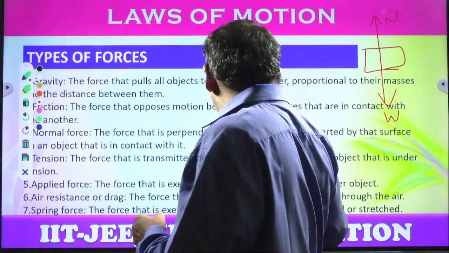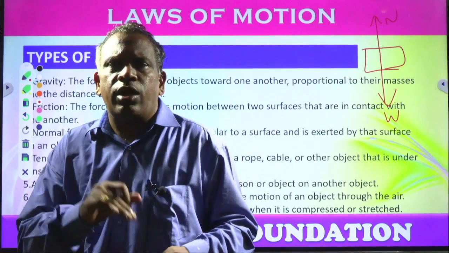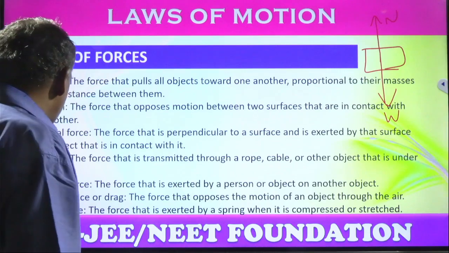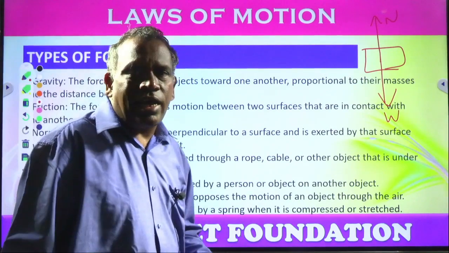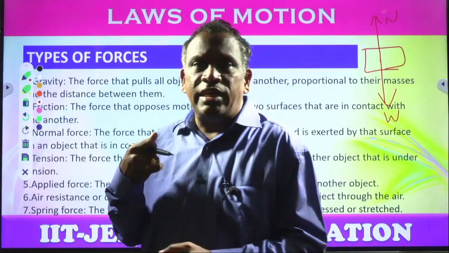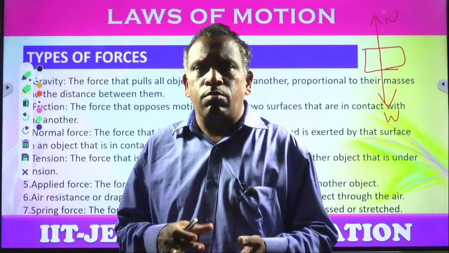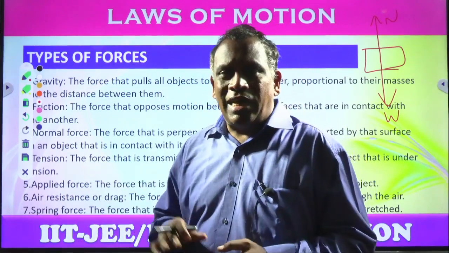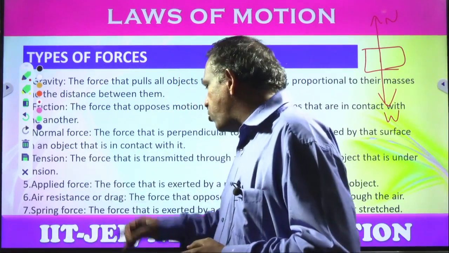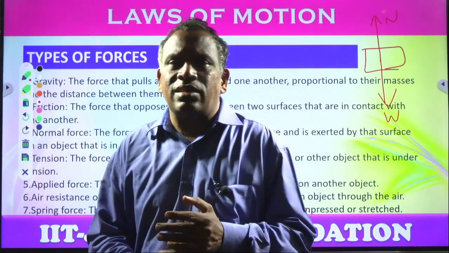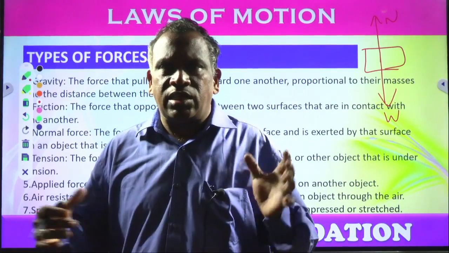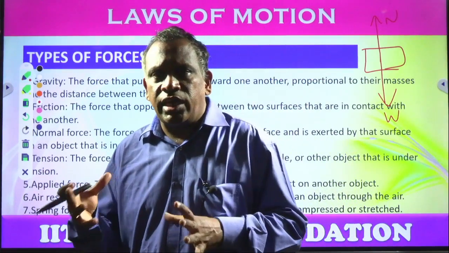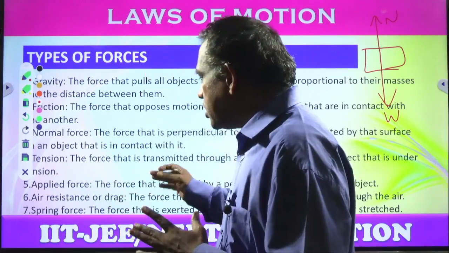Then there is the applied force. A normal human being applying some force on an object is an applied force. Then air resistance or drag: air or wind can oppose the motion of the object, and that is also a force which resists motion. Then the spring force: a spring also exerts force. The compression or extension of a spring can release certain force, and we call it the spring force.